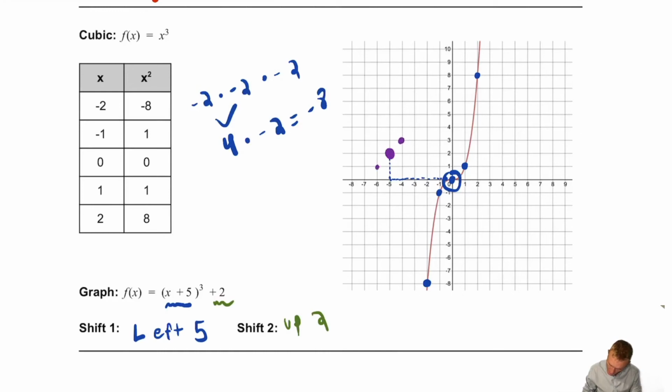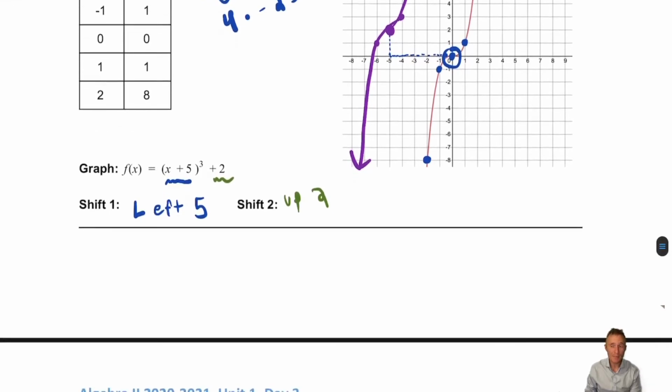I'll put this one just like the other function. Again, just kind of eyeballing it here. Roughly your cubic function is going to look like that. It's the same function, just left 5 spaces and up 2.